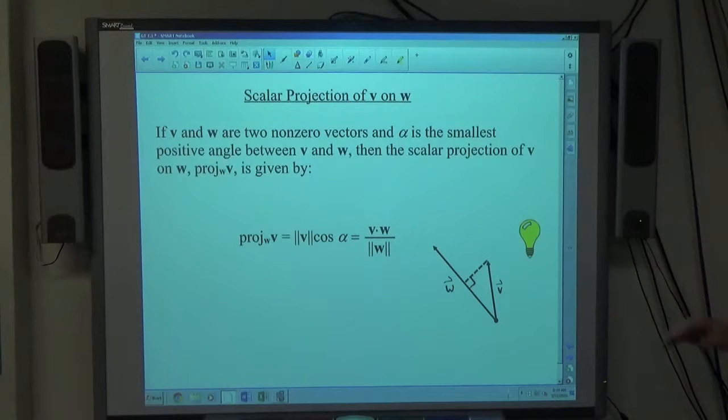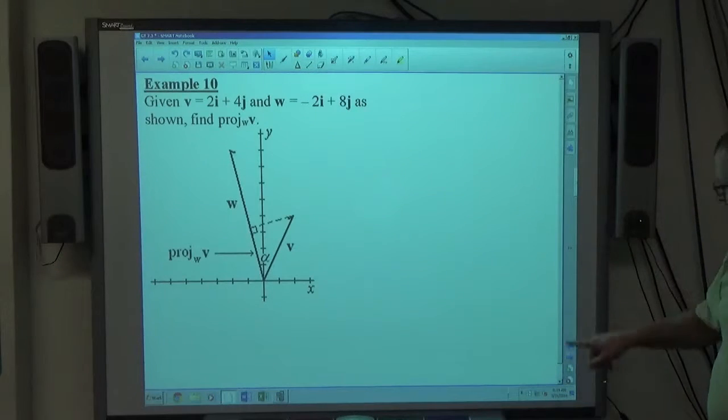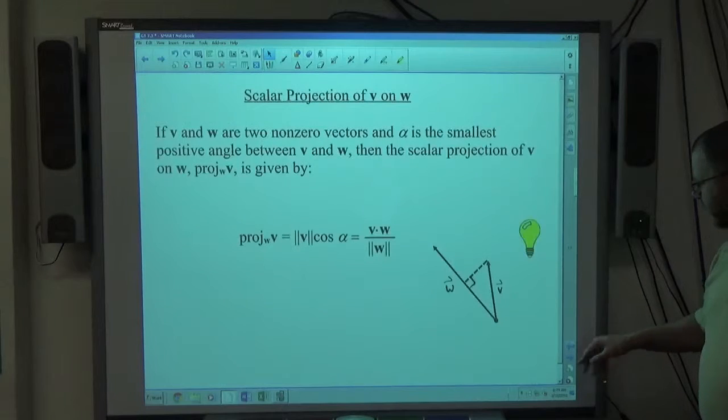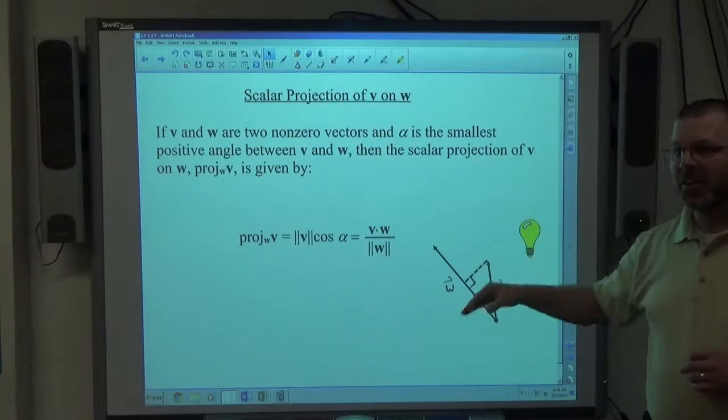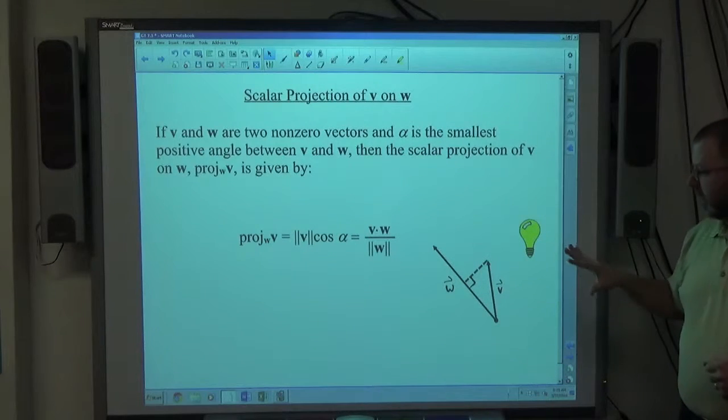All right, example 10 is going to be finding the scalar projection of one vector onto another vector. And to give you an idea of what this means, when you see the word projection, you think of a projector, right? So I'm going to put it in that sense.